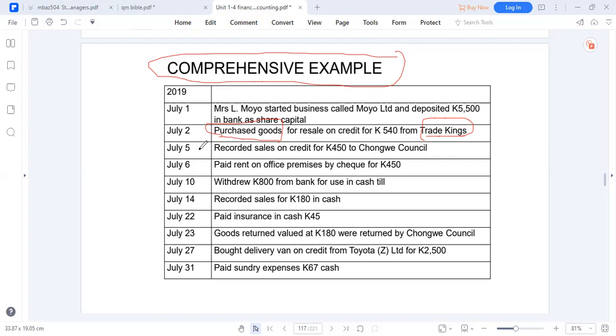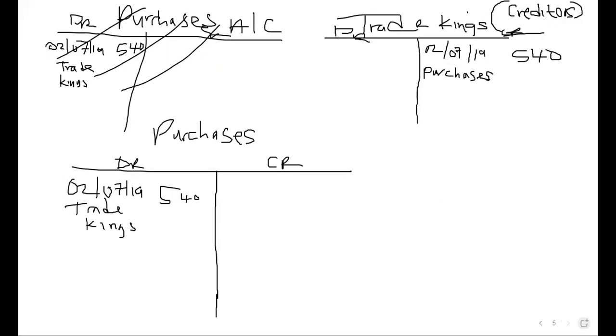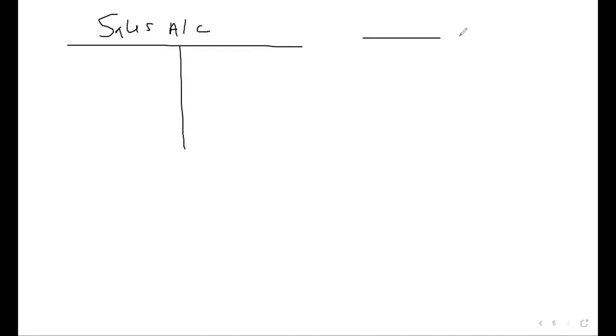That's why we're trying to summarize it, because it can be detailed and bulky, but what is important is for you to understand the catch. So we are on number 5, and we're going to open the sales account. I can open it on this end. So we open the sales account and the Chongwe account.